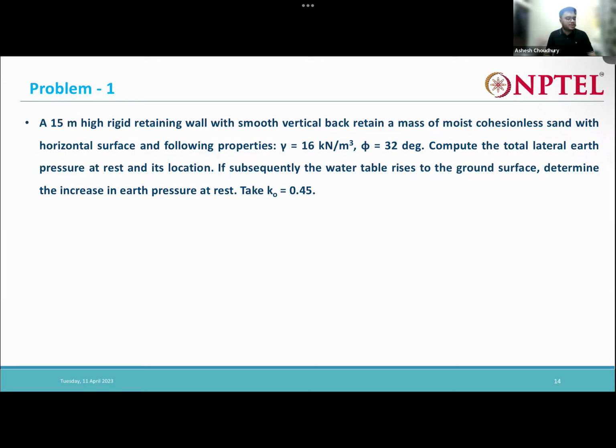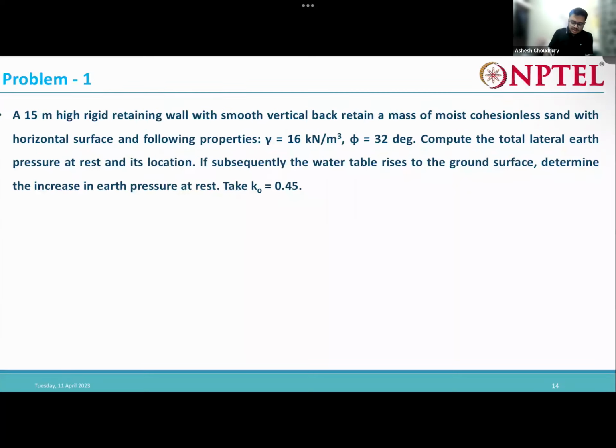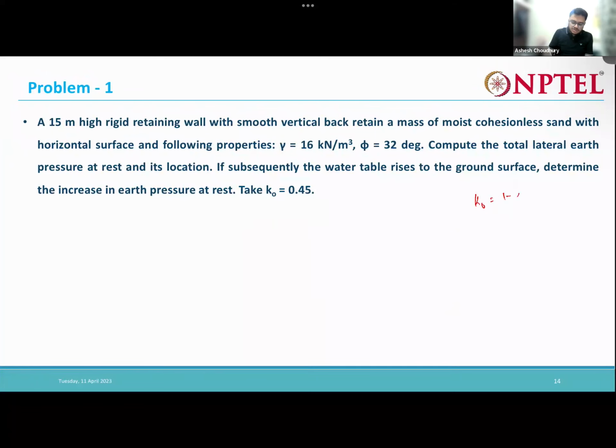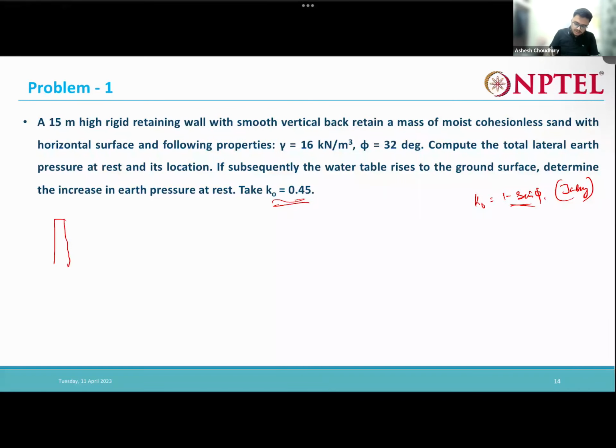If in your question this K naught value is not given, it can generally be taken as K naught equal to 1 minus sin phi. So if this value is not given, you can take K naught as 1 minus sin phi. Okay, so let us see. We have a 15-meter high retaining wall, right? 15-meter high retaining wall.